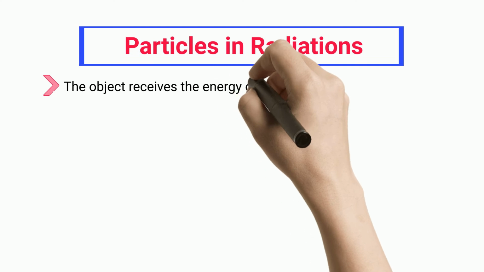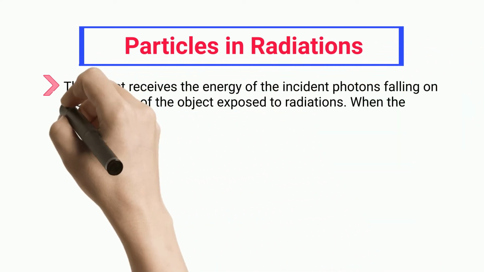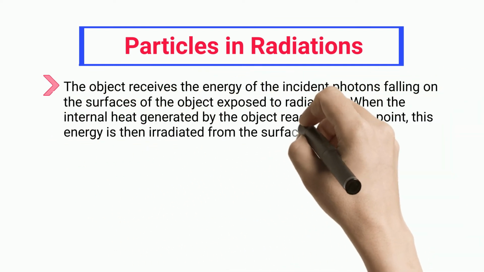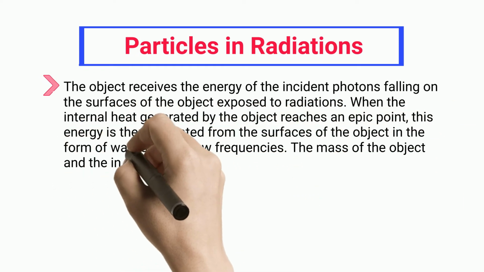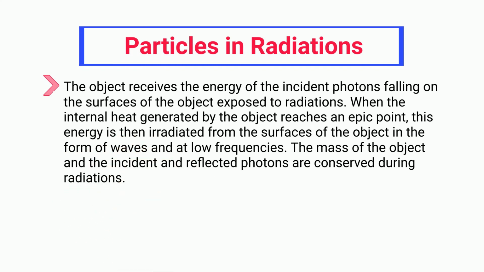Particles in radiations. The object receives the energy of the incident photons falling on the surfaces of the object exposed to radiations. When the internal heat generated by the object reaches a certain point, this energy is then irradiated from the surfaces of the object in the form of waves and at low frequencies. The mass of the object and the incident and reflected photons are conserved during radiations.